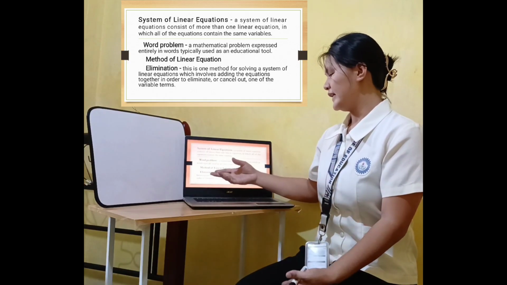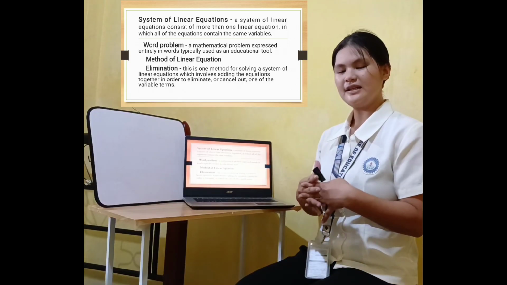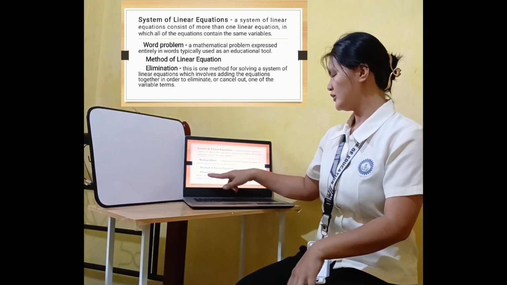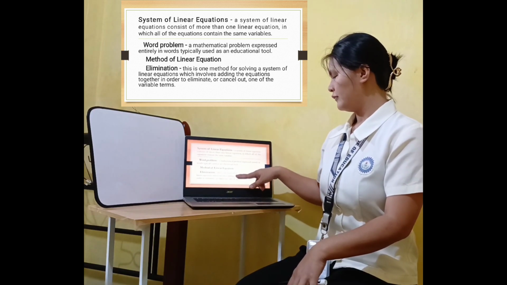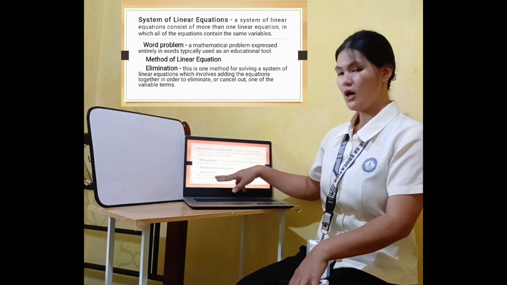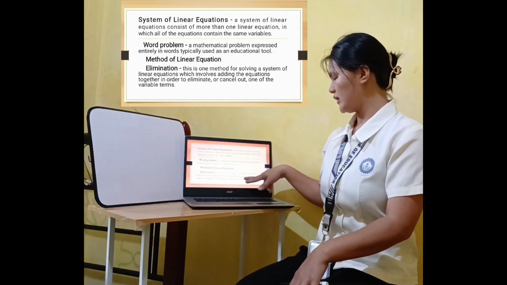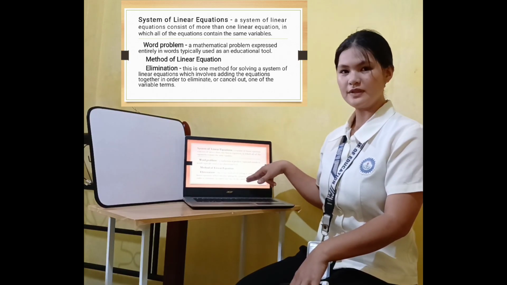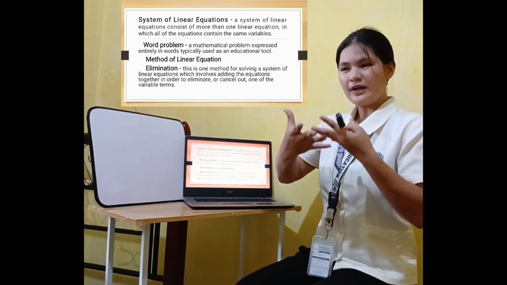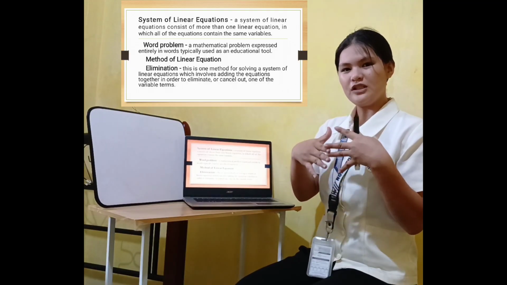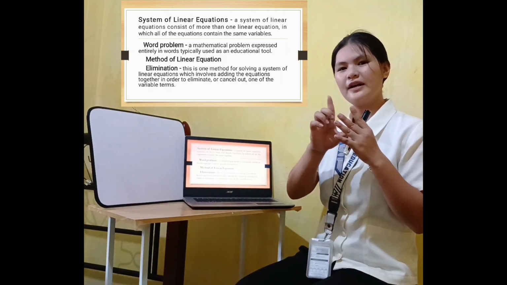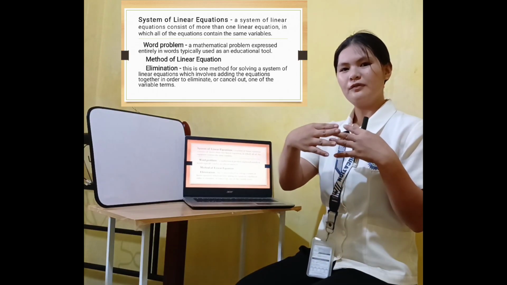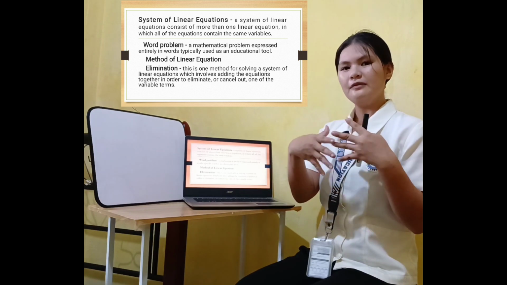So, sa method of linear equation, ang gagamitin po natin is elimination method. So, ano nga ba yung elimination method? Elimination, this is one method for solving a system of linear equation which involves adding the equations together in order to eliminate or cancel out one of the variable terms. So, from the word itself, elimination, so magtatanggal tayo ng mga variable, mag-eliminate tayo ng mga variable so that we can get the value of we're looking for na variable.